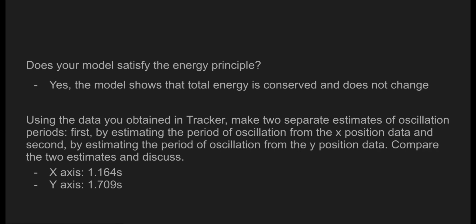And using the data you obtained in Tracker, we want to make 2 separate estimates of oscillation periods, the first by estimating the period of oscillation from the X position data and the second by estimating the period of oscillation from the Y position data. We're comparing the 2 estimates and discussing. So the X I got from the X graph, and the Y I got from the Y graph. And just comparing the 2 periods of oscillation.